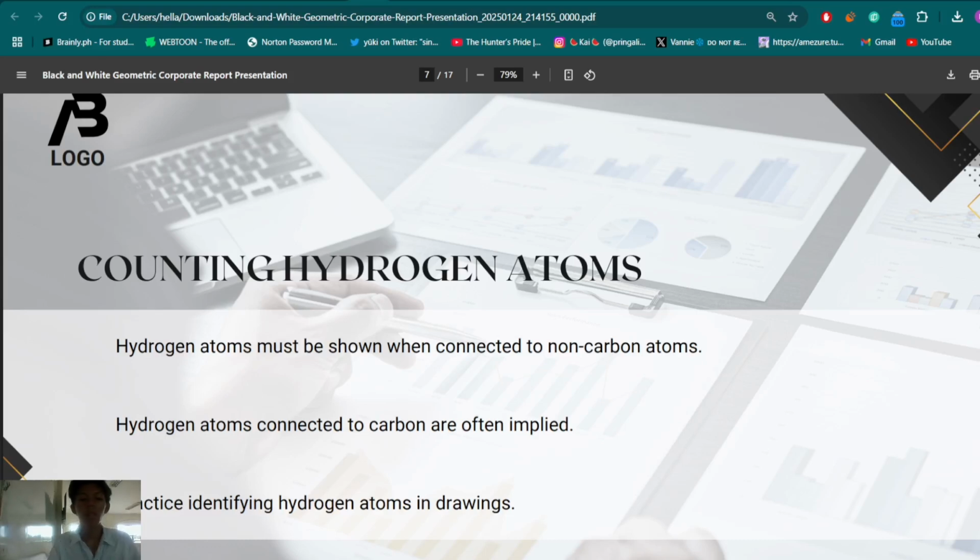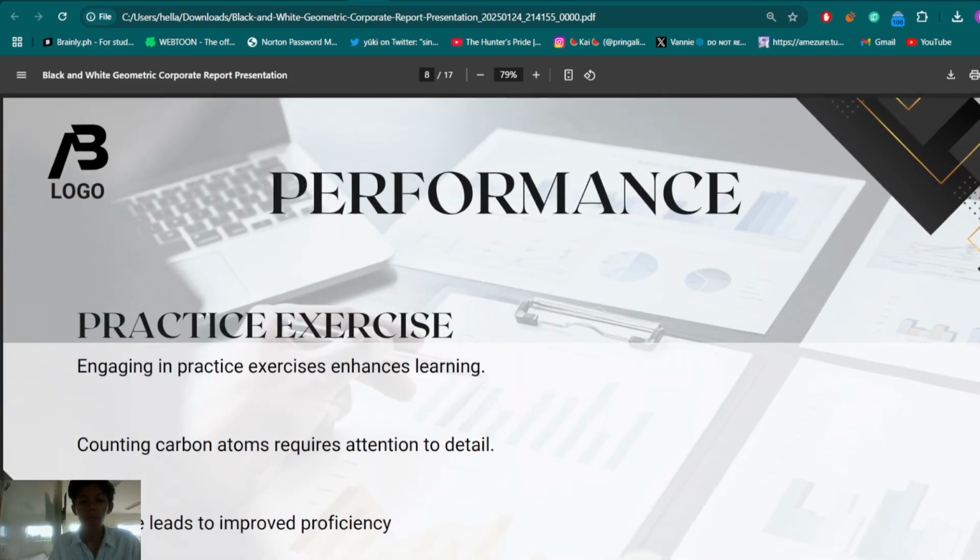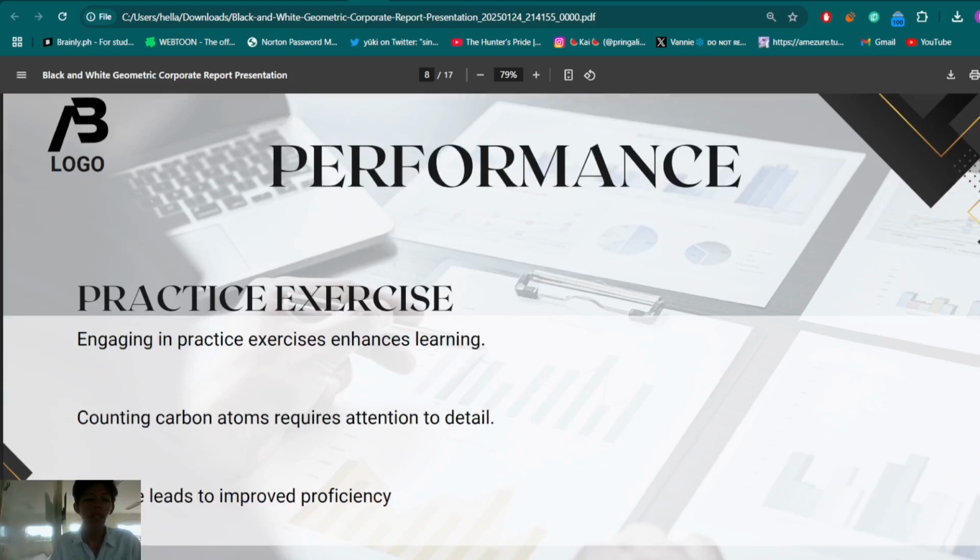Hydrogen atoms must be shown when connected to non-carbon atoms. Hydrogen atoms connected to carbon are often implied. Practice identifying hydrogen atoms in drawings. These are practice exercises. Engaging in practice exercises enhances learning. Counting carbon atoms requires attention to detail. Practice leads to improved efficiency.